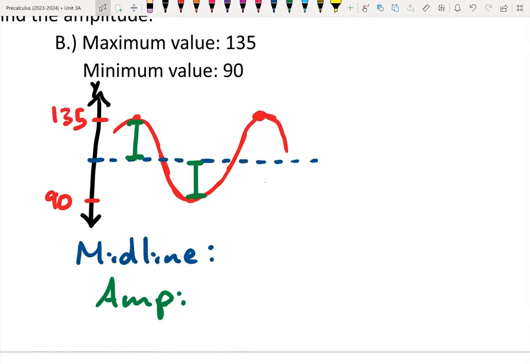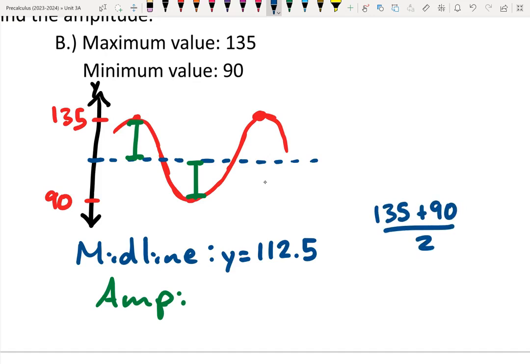All right, let's go ahead and look at B. Ben, what did you get for the midline? Just 112.5? Y equals 112.5, but we're missing something. There we go. And how did you find 112.5? So 135 plus 90 divided by 2.